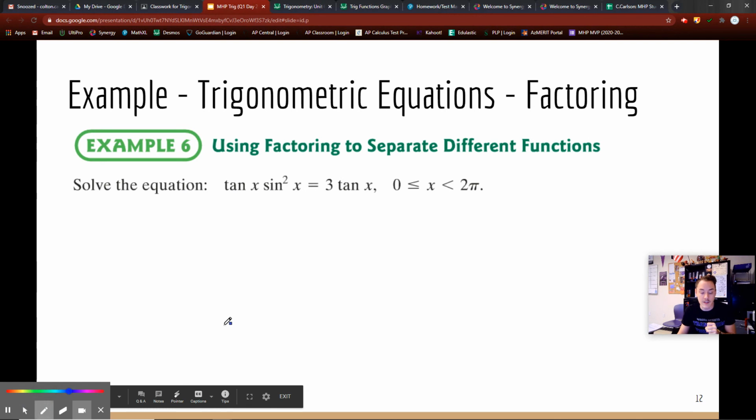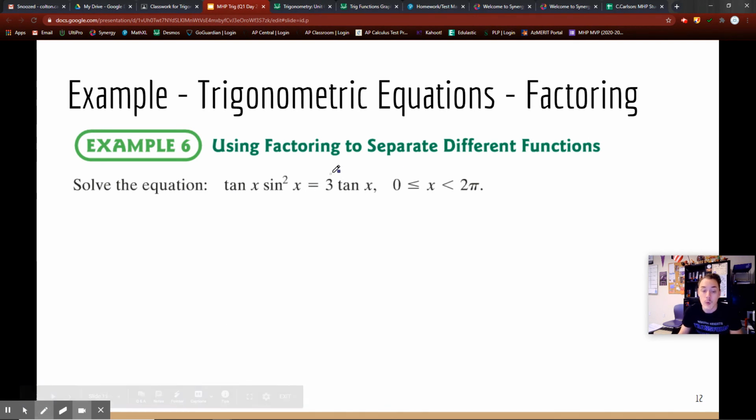So now this is our last one here. What if I want to factor? Well, I can factor this, but I want to set it equal to 0 first. So I'm actually going to subtract 3 tangent x, and then this is going to be plus tangent x, and then sine squared x, and then equals 0.